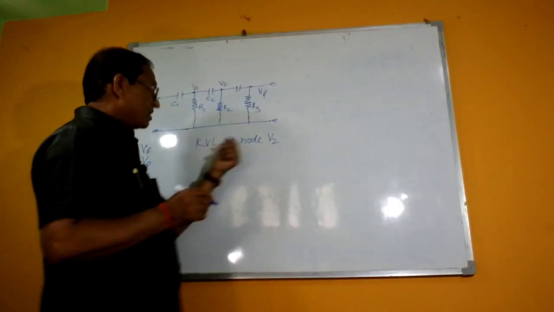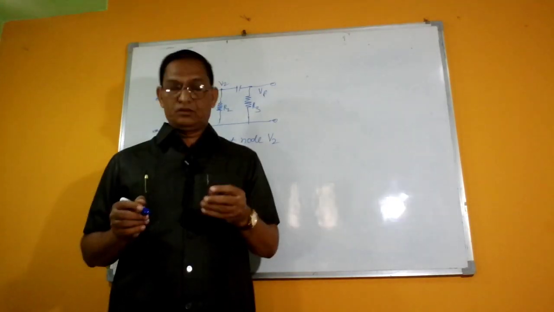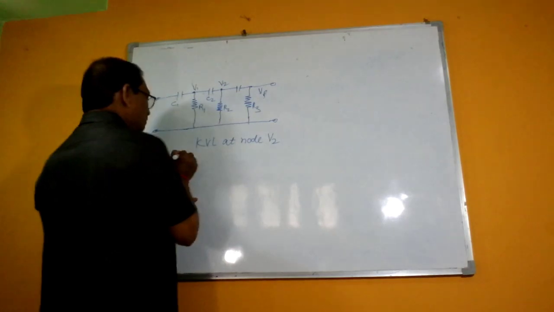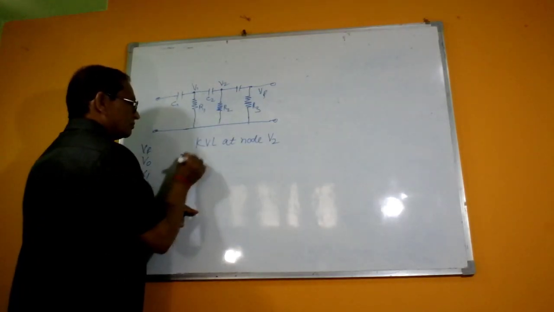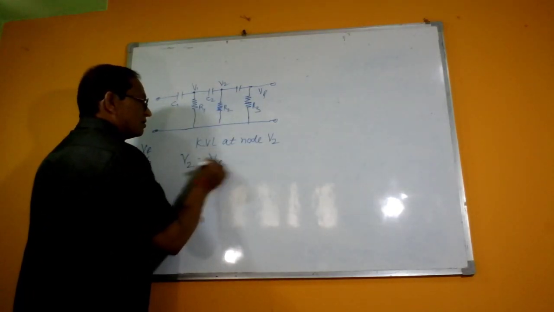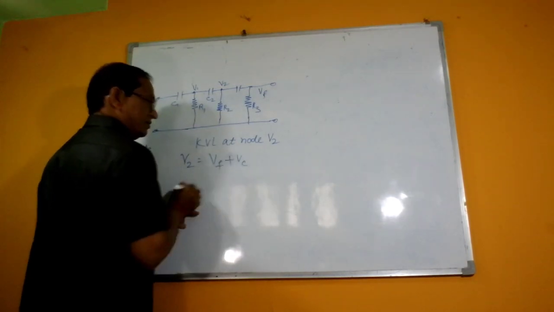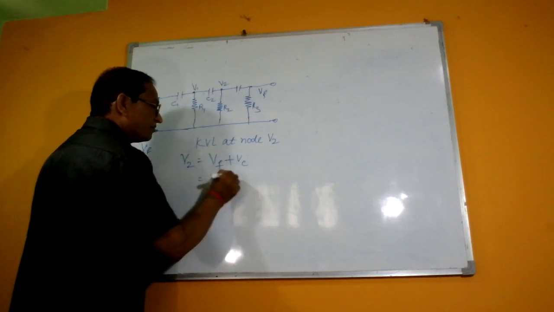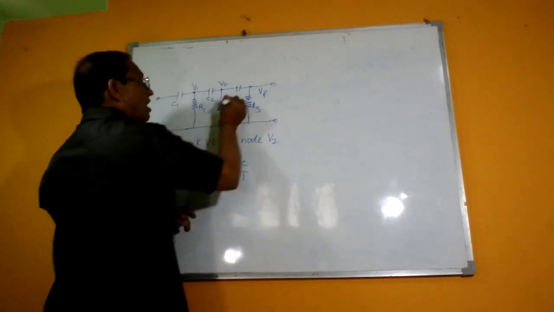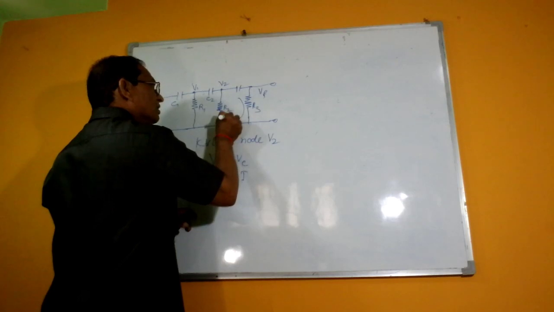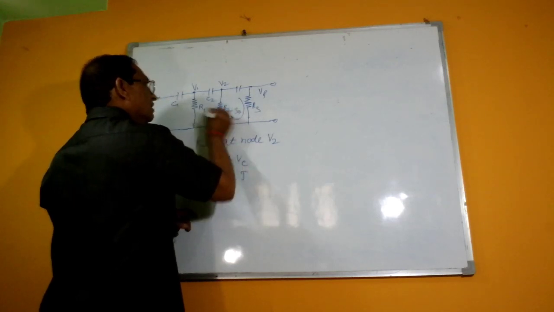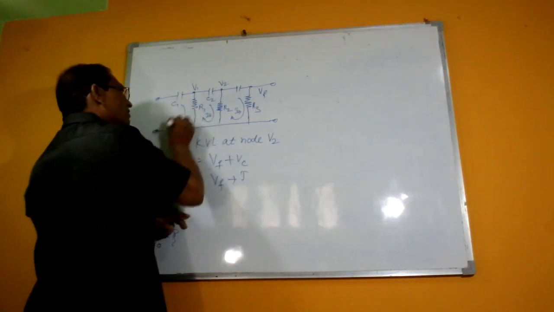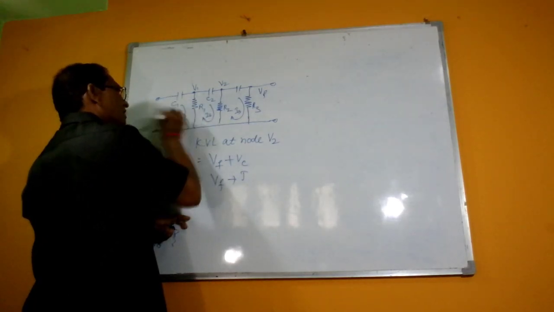So first of all, applying Kirchhoff's voltage law at the node V2, we will get V2 equal to Vf plus Vc. If we substitute this Vc, that is Vf plus the current flowing through this one, say this is I3 current, the current flowing through this one is I2 current, and the current flowing through this network is I1 current.